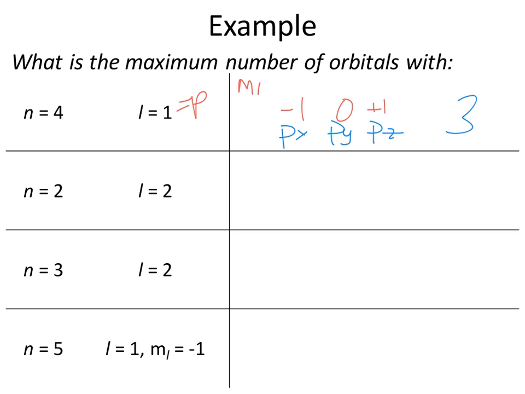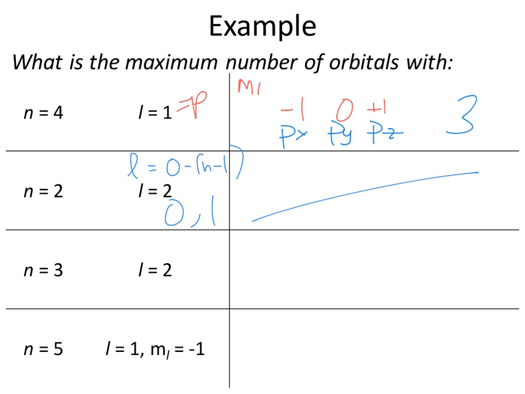If we look at this one, n is equal to 2 and L is equal to 2, well, I wonder what's going to happen here. When we look at n equal to 2, remember L is equal to 0 to n minus 1. So in this case, this one wouldn't even exist. All right, so be careful with these questions. The only possible values for L are 0 and 1. So in this case, that does not exist.